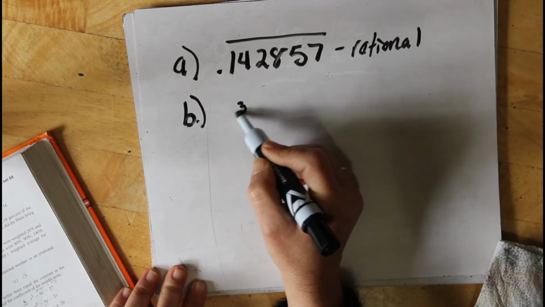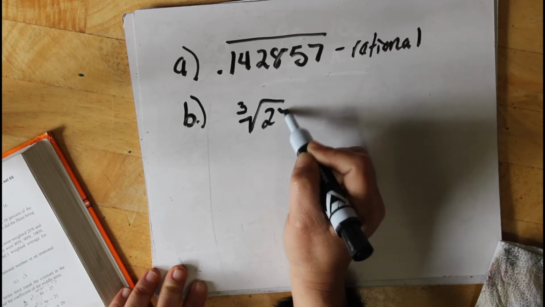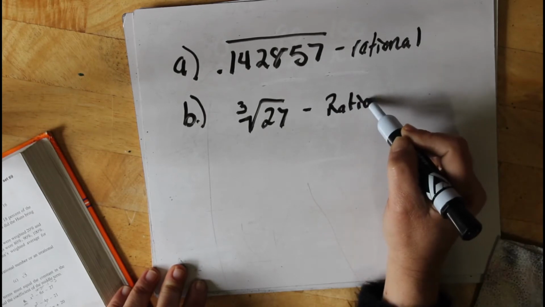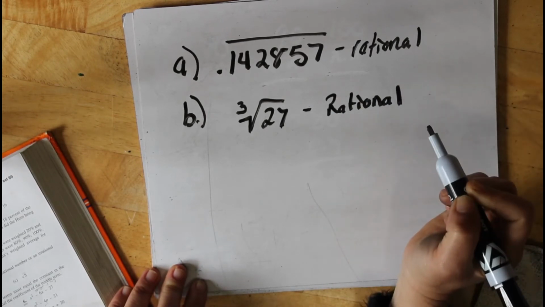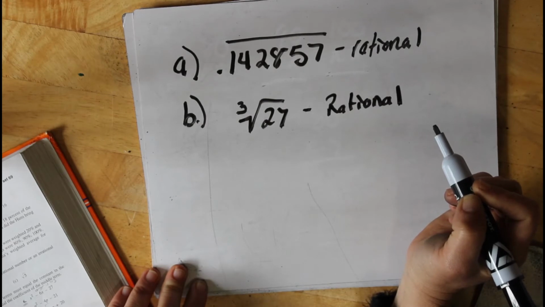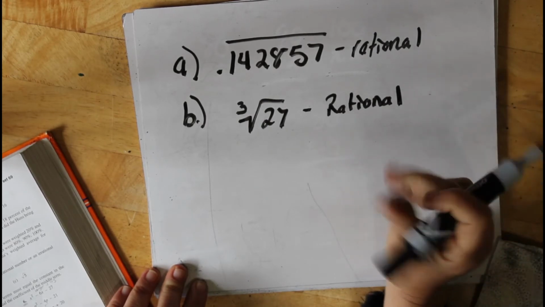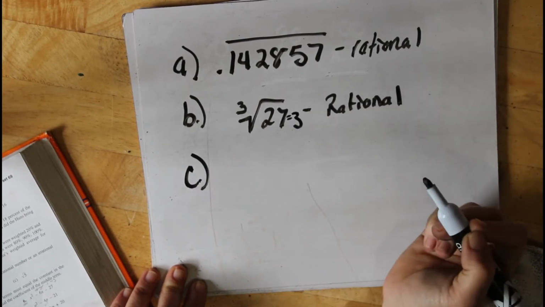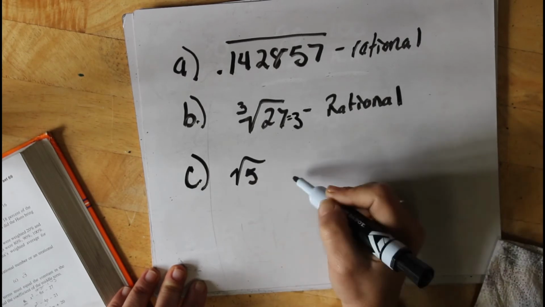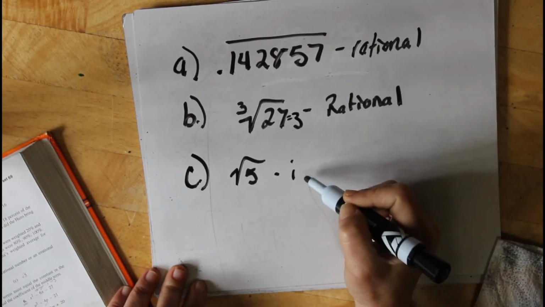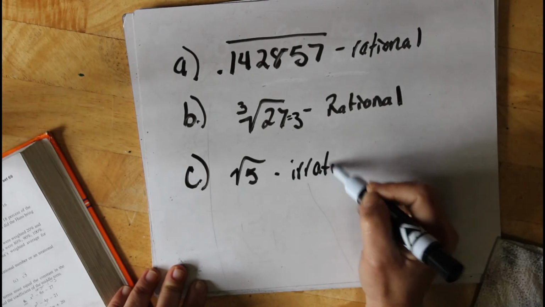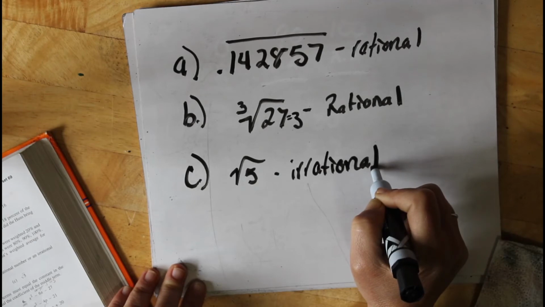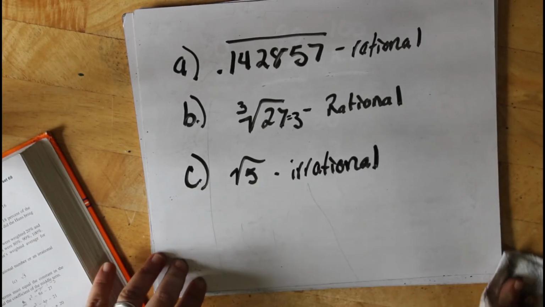B is the third root of 27, and that is rational, because every whole number is a rational number, and the third root of 27 equals 3. And the last one is the square root of 5, and that's irrational, because the square root of any whole number that is not a perfect square is an irrational number.